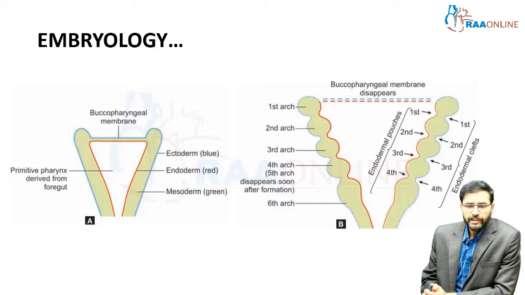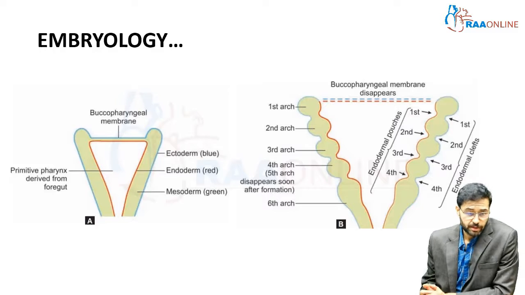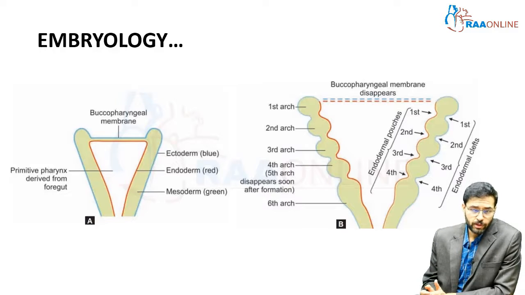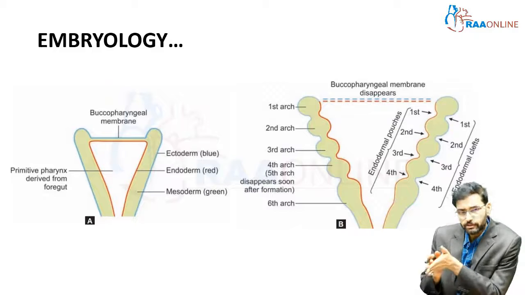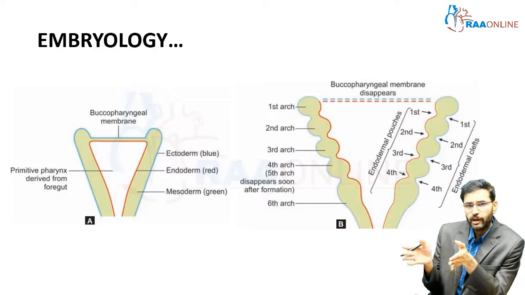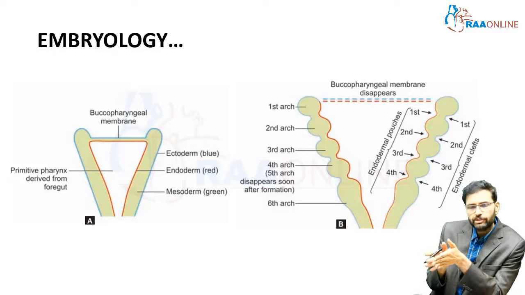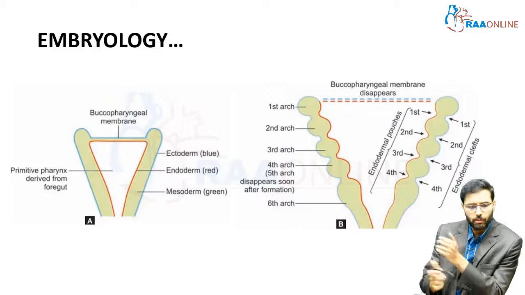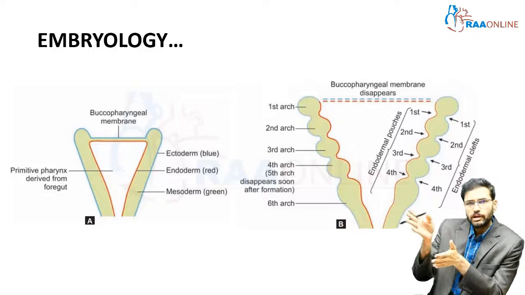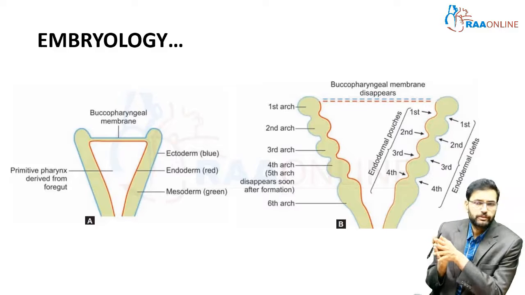Now, the pharynx, which develops from the cranialmost portion of the foregut, is funnel shaped, and not only is it funnel shaped, it is also compressed dorsoventrally, that is anteroposteriorly. So it is compressed dorsoventrally and it has two lateral walls, as you can see here, a dorsal surface and a ventral surface. So that's how it is.